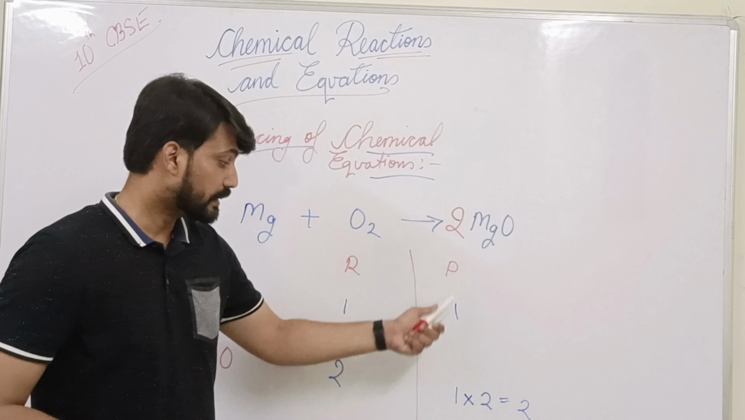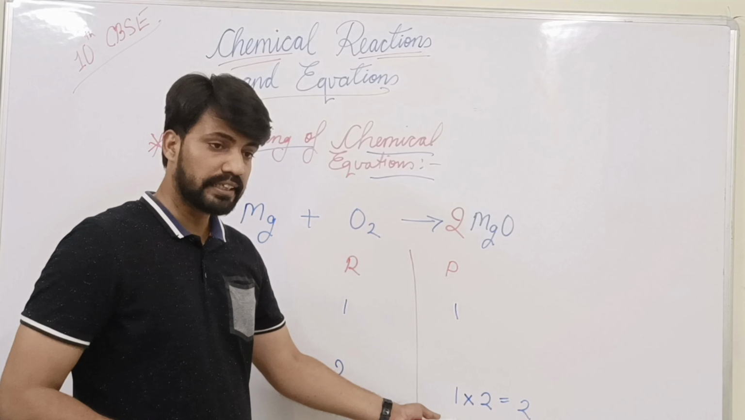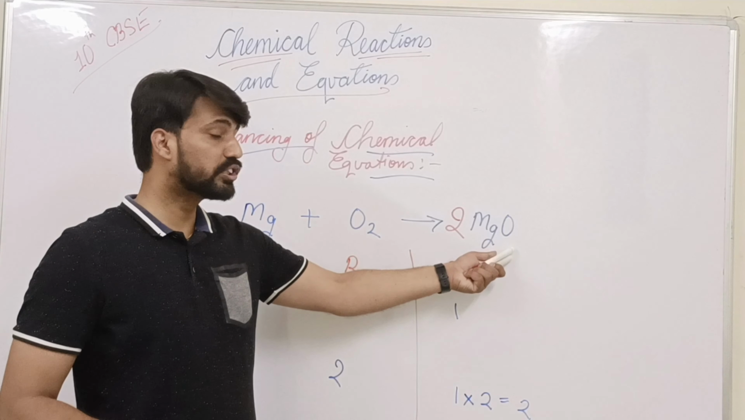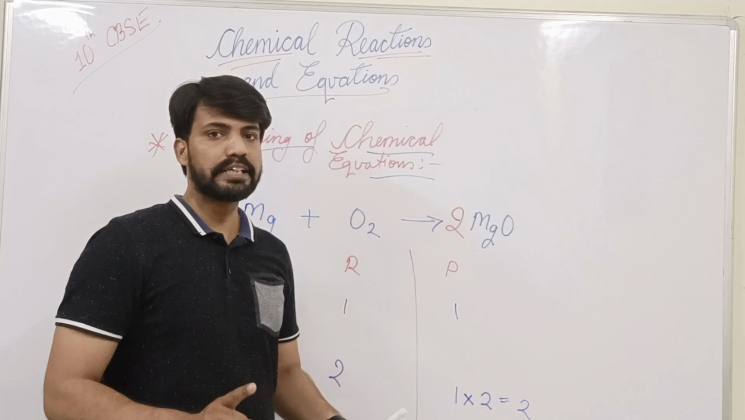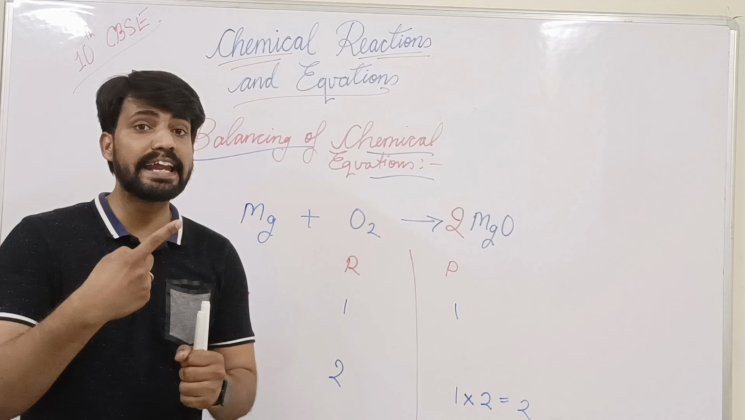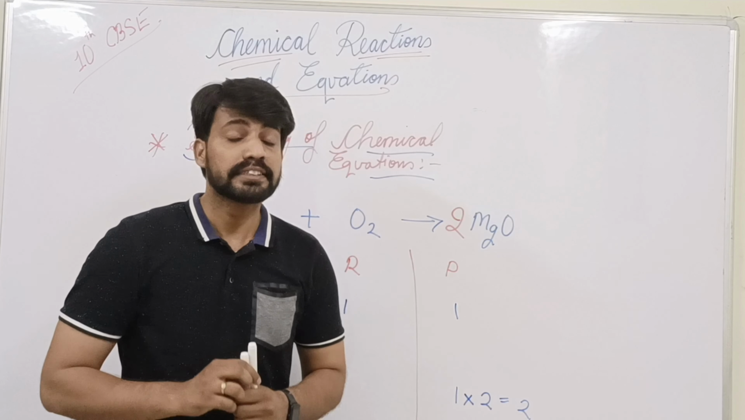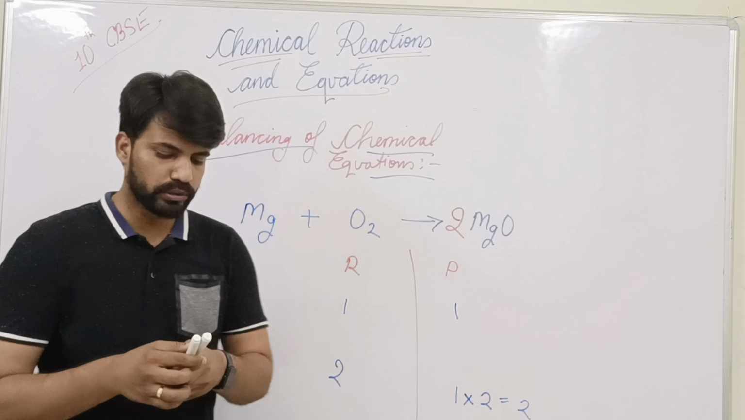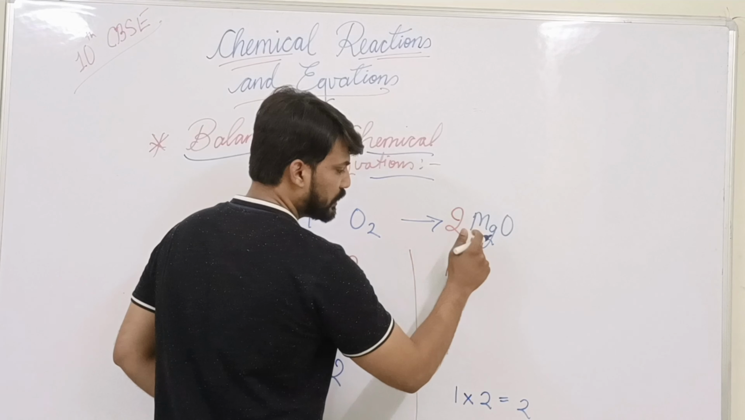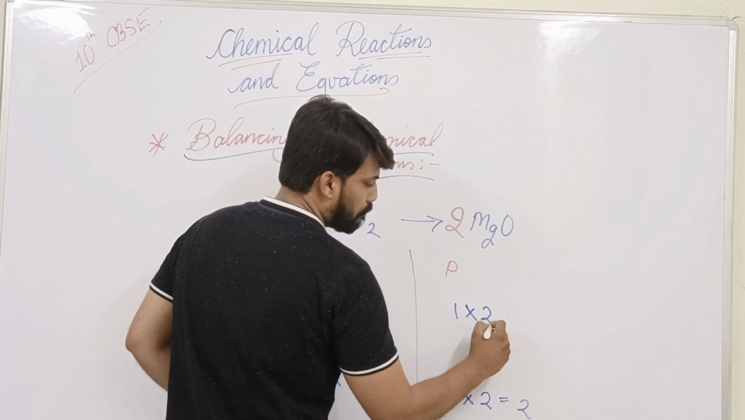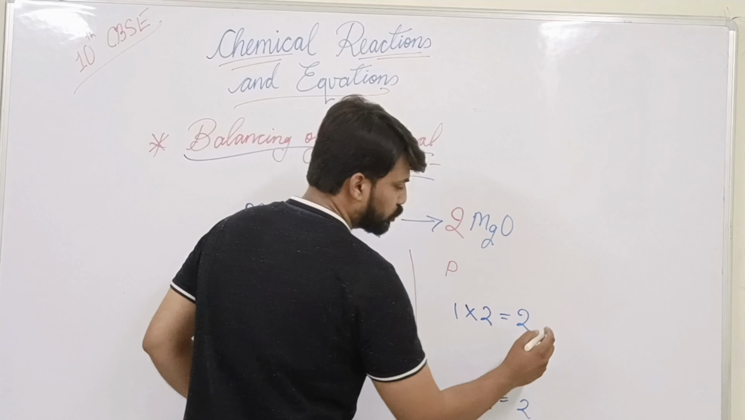equal. But if I multiply 2 with this oxygen, it is not getting multiplied only with oxygen, because if we multiply a compound, all the elements inside the compound get multiplied. So that means this 2 is also getting multiplied with this magnesium, and now magnesium turns to be 2.